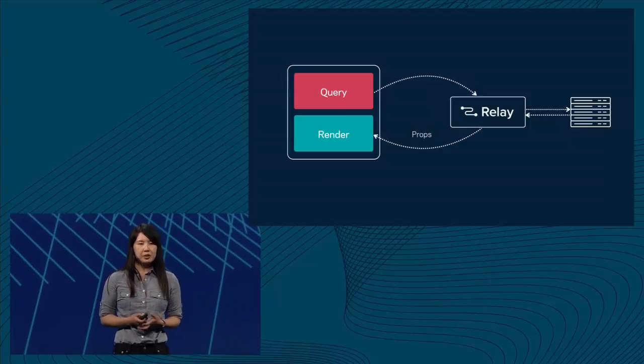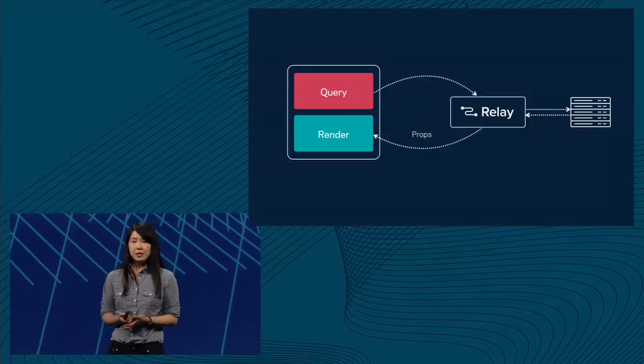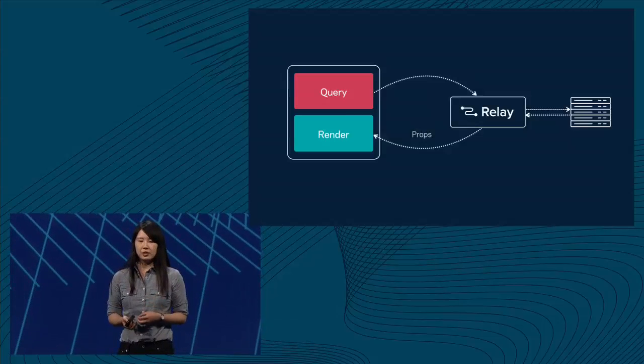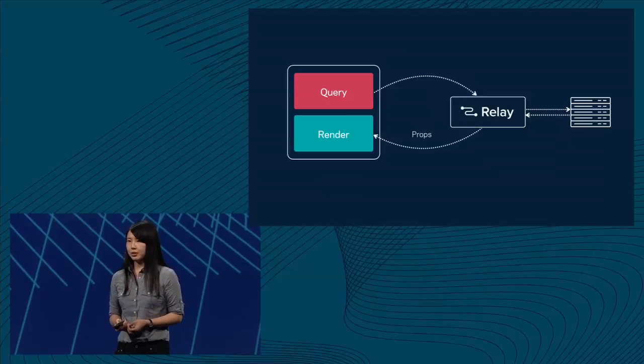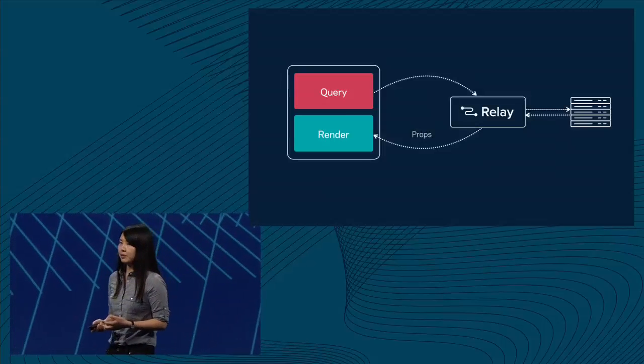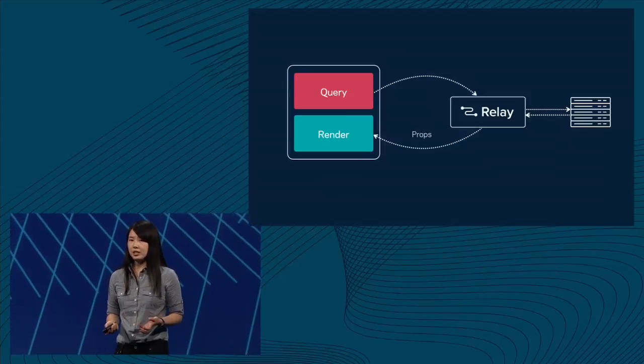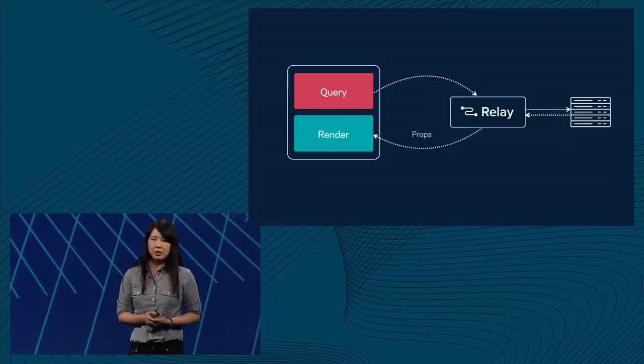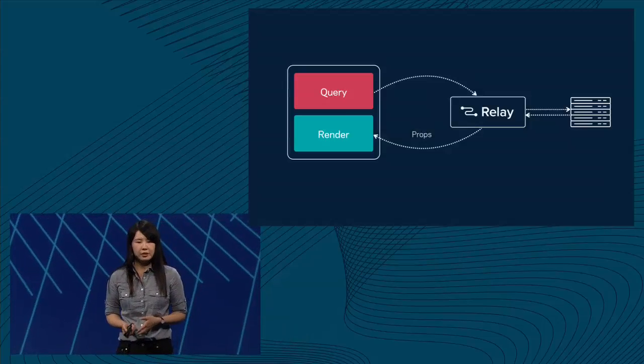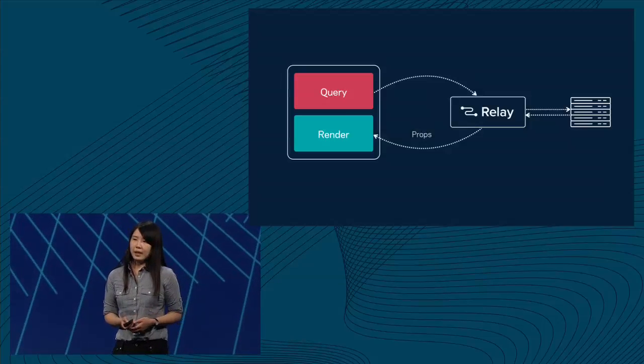Now, this is pretty similar to the Flux pattern, but instead of having multiple stores that are specific to your application, Relay has one generic store that knows how to consume GraphQL data. Having a generic store allows us to implement common product logic, such as pagination, that otherwise products would need to implement over and over again on their own. So that's the read path.